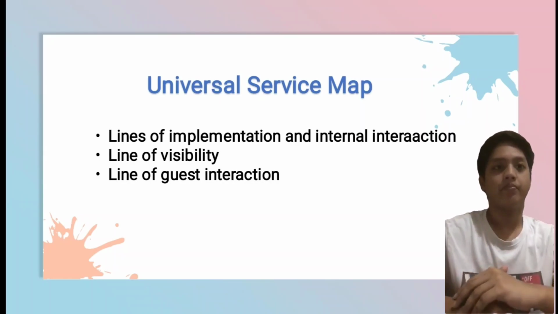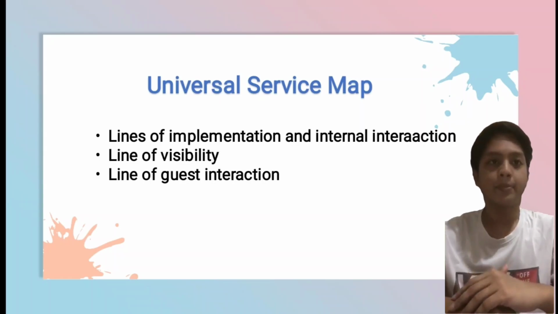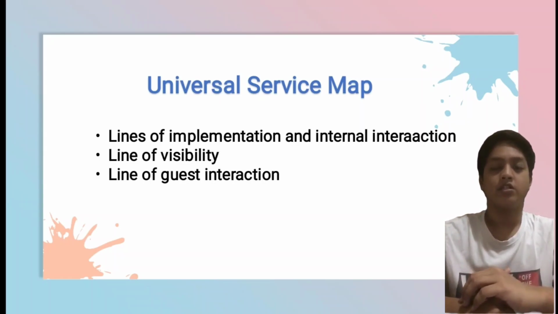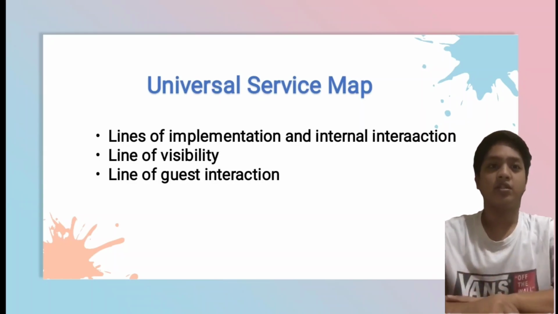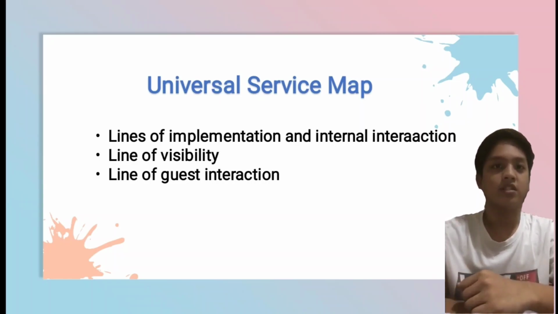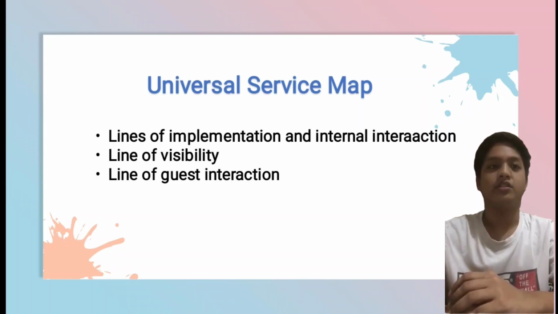Universal Service Map. Lines of implementation and internal interactions depict interactions between the organization and the customers. Lines of visibility depict everything the organization does that a user can see, even though they cannot directly interact with it. Line of guest interactions depicts interactions within the organization that the customer does not see or interact with.